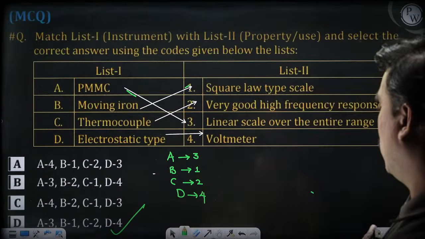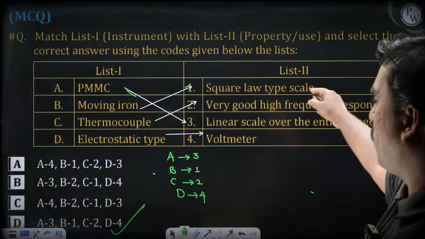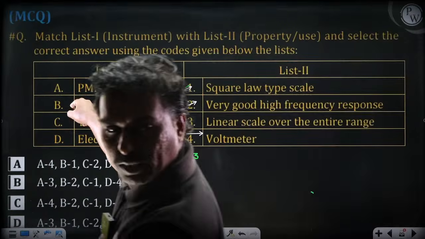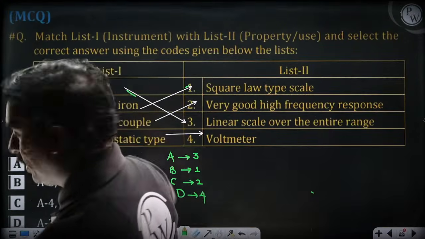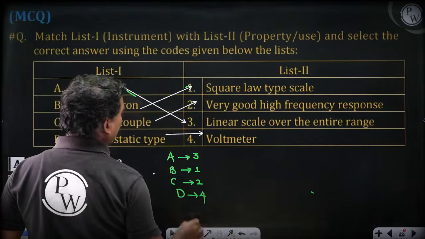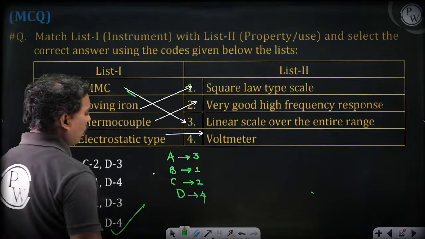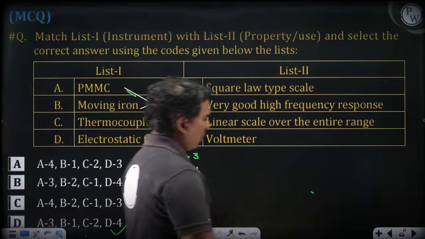How is option B? B goes to 1, na, square law. Why? Because moving iron has half I squared, na, Sujata. Yes, this will be half I squared. Moving iron has half I squared dL by d theta. So 3124 is the right answer. So let us go for another question.